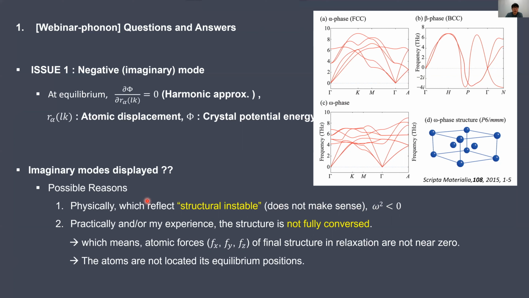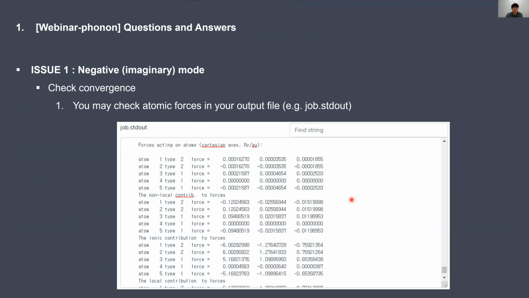In my experience, the problem is that the structure is not fully converged, or it is basically not stable. When you finish the calculation and look at the atomic forces as a function of the x, y and z directions, the atomic force cannot be zero, or the atoms are not located in the equilibrium positions. I'm going to explain in more detail.